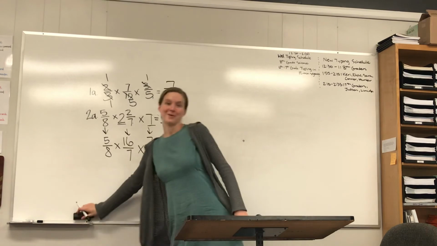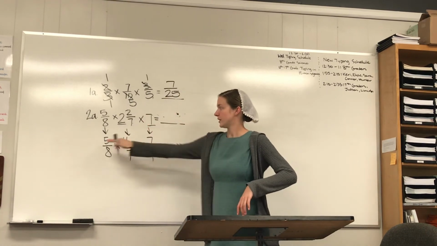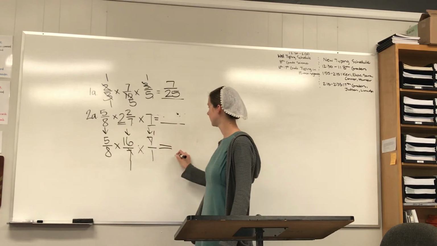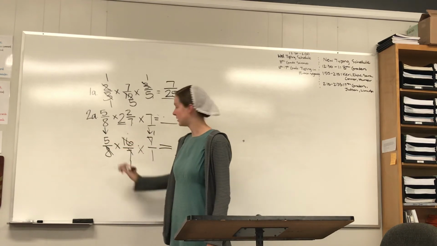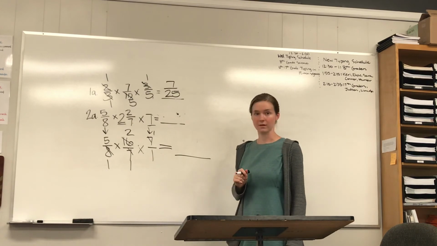Now since we did that, we are ready to cancel. Look at your numerators and your denominators. I'm seeing 7 and 7 can be canceled. I'm seeing 8 and 16 can be canceled. And I'm thinking that is all that can be canceled.